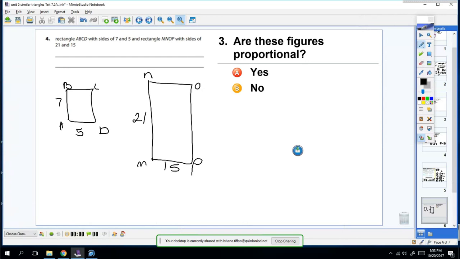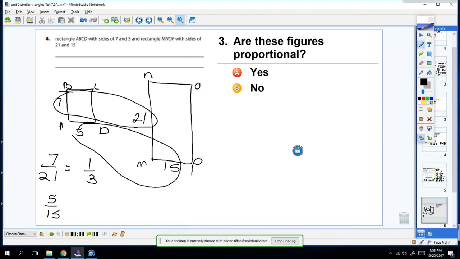So you can do 7 over 5, and 7 over 5 equals 7 over 5. And you can do 7 over 21, which is 1/3. And then you can do 5 over 15. I made these a pair, and then I made these a ratio. So 5/15 is 1/3. So they both equal the same thing. So yes, they are proportional.